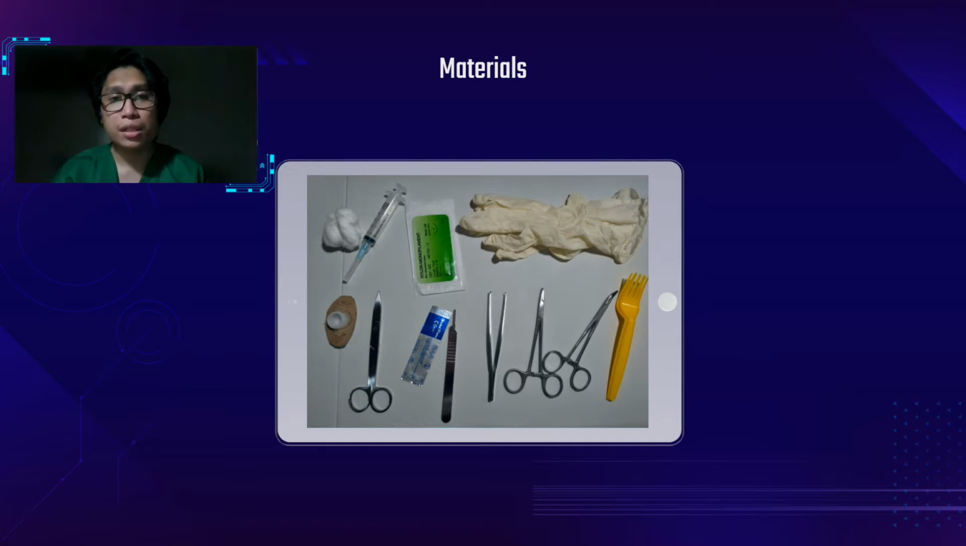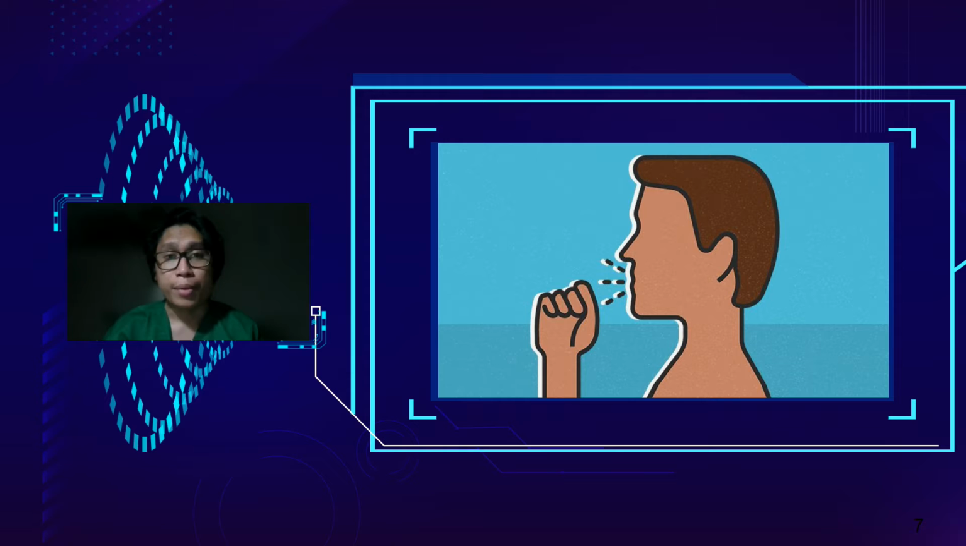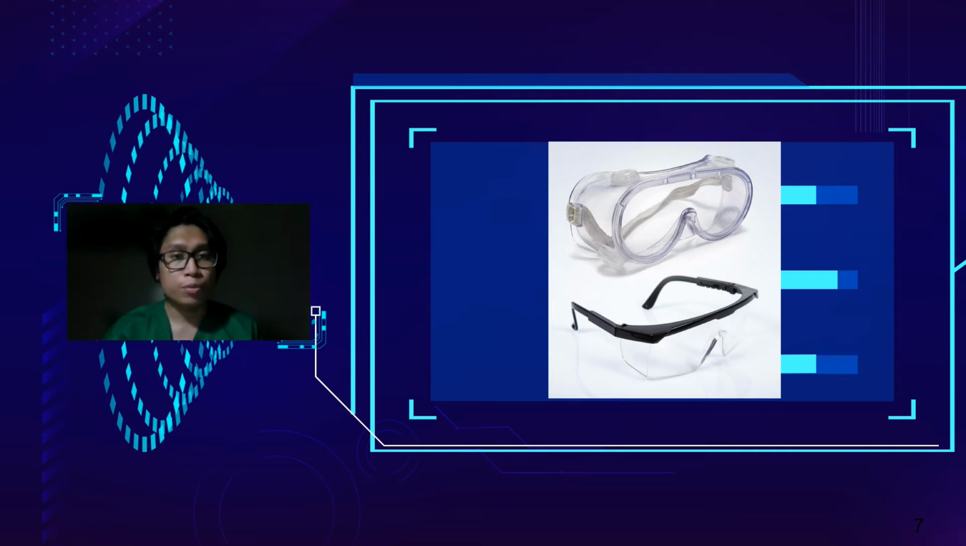The materials needed are cotton with iodine, retractors, suture set, tracheostomy tube, suction, scalpel, and retractors. The procedure. Patient may cough upon insertion of the tube, so eye protection is recommended to prevent transmission of infections such as HIV and hepatitis.